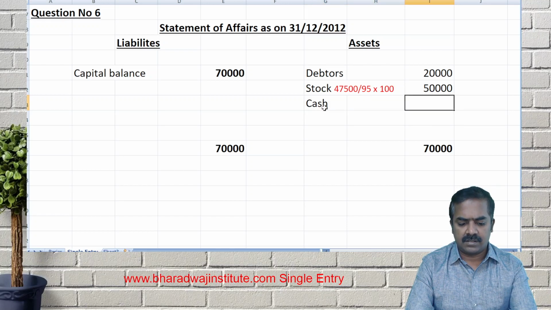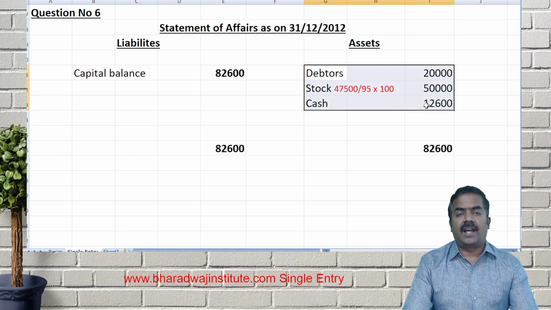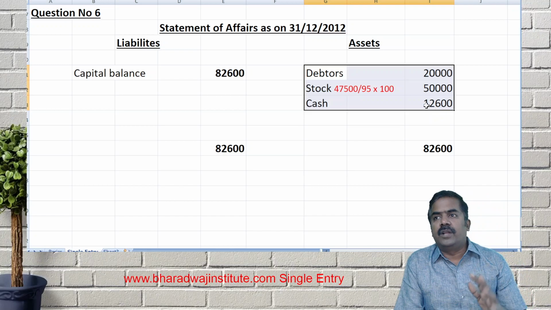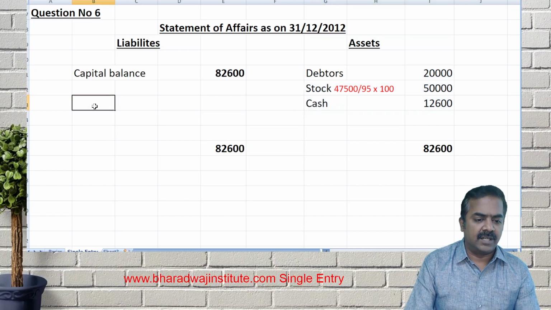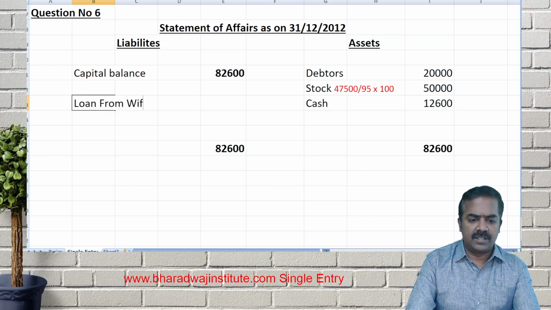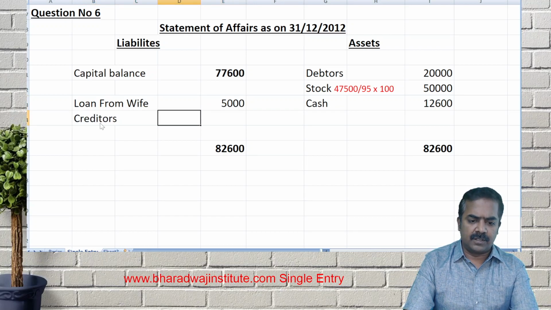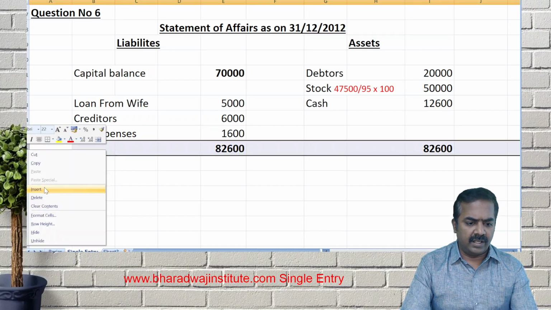What is the next one? Cash in hand, how much? 12,600. Then, see, land and all will not come in 31-12-2012. That was purchased subsequently. Or bank OD, all those things are subsequent items. On 31-12-2012, any other asset? No. Now the liabilities. What are the liabilities? Loan from wife. What is the loan from wife? 5,000. Then, what is the next one? Creditors, 6,000. Then outstanding expenses, 1,600.